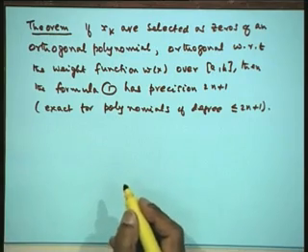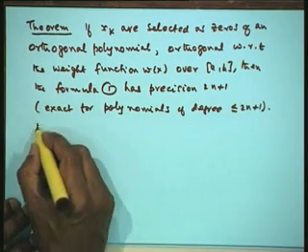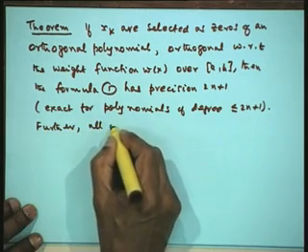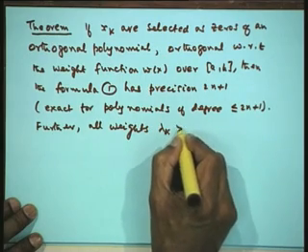It is going to integrate exactly polynomials of degree less than or equal to 2 n plus 1. And another important thing is, further, all weights are positive, all weights lambda k are greater than 0.